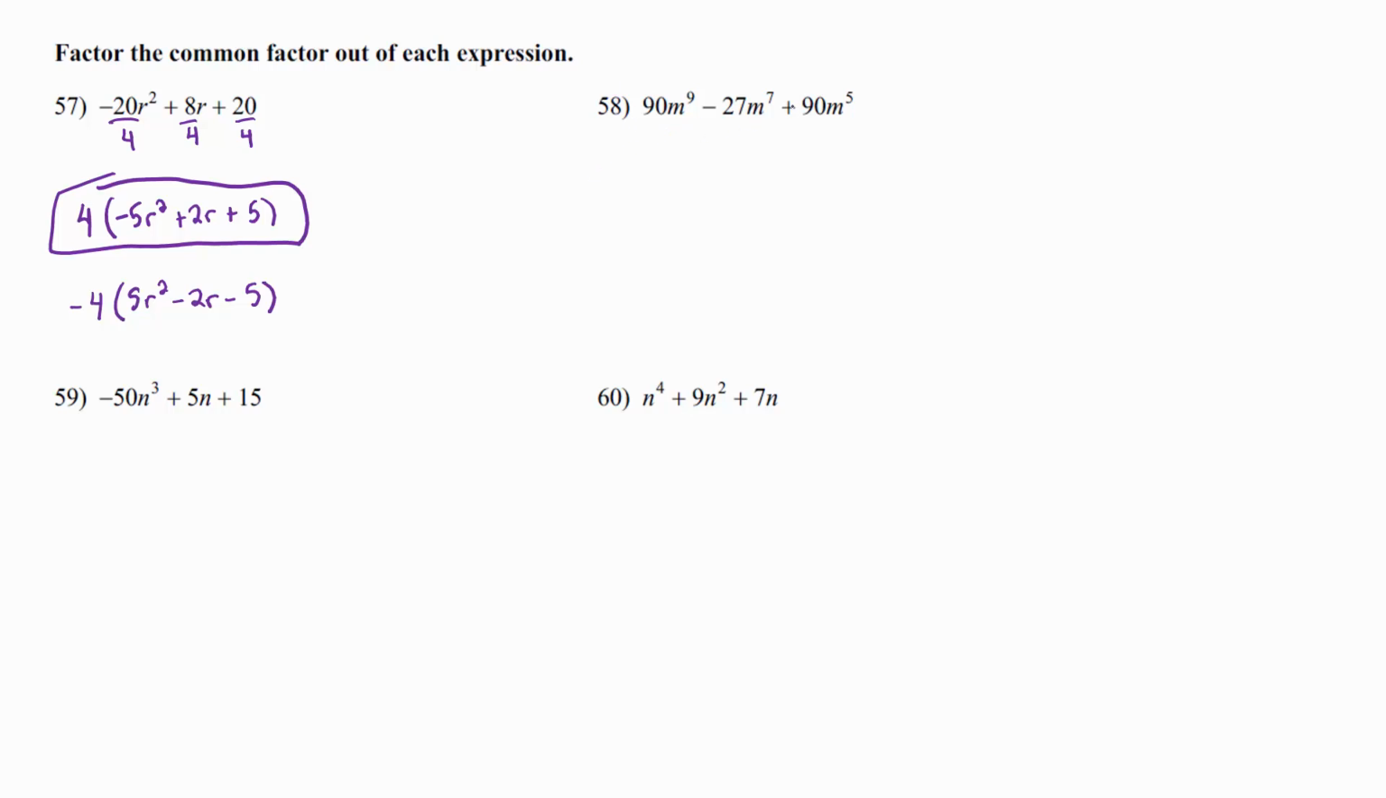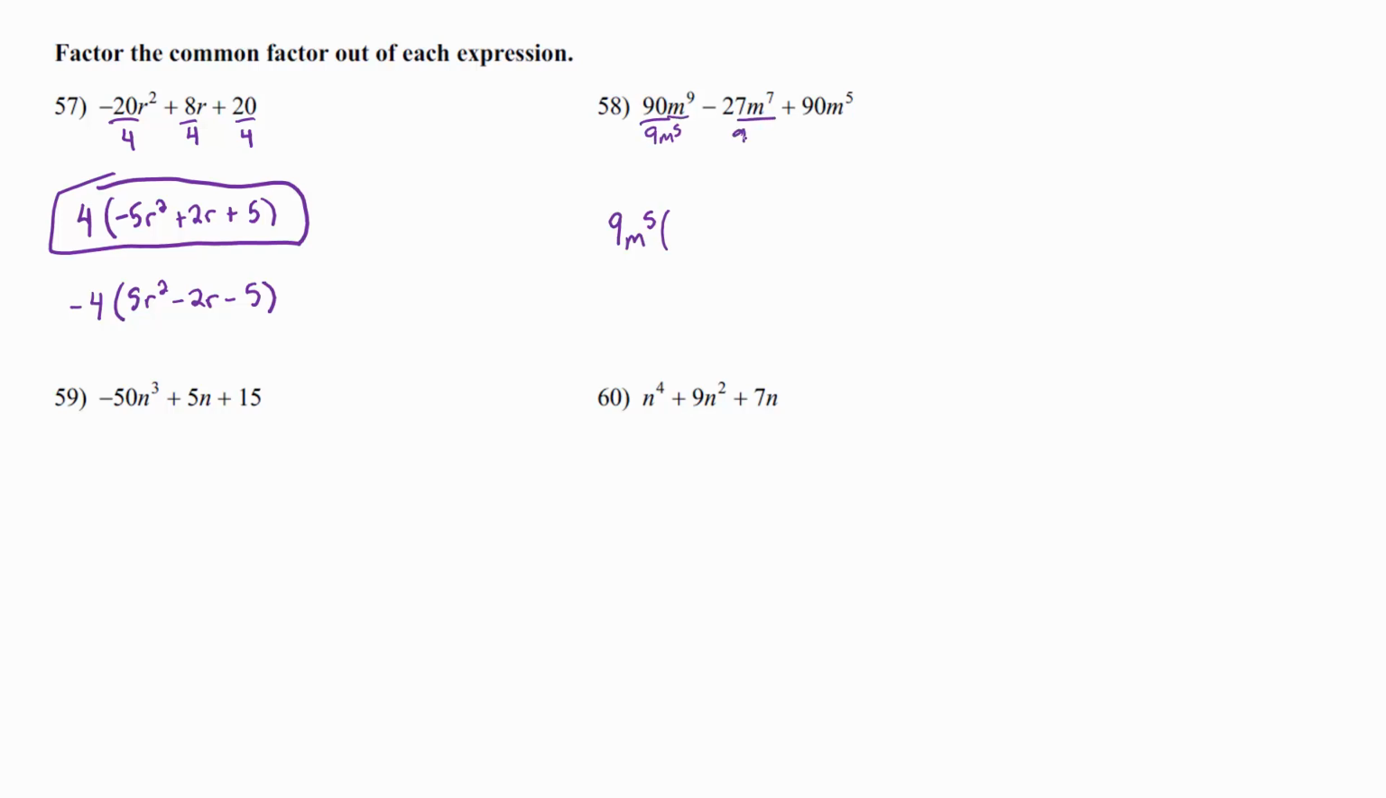On 58, we can divide all of these by 9, but also we could divide them all by m to the 5th. I can't pick something bigger than 5 because this last one, if I divide by something bigger than m to the 5th, I'm going to end up with m's on bottom, which I don't want to do. If I pick something smaller than 5, they'll all still have an m in common, so I would have to go back and divide again.